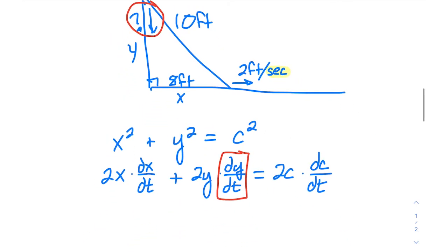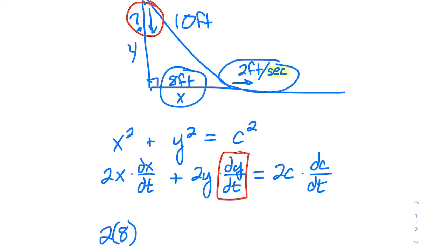So here, our x value at the point in question is going to be 8. Our dx/dt, that's our change in x, that's the rate of change of the base of the ladder that's sliding away from the house. So that's going to be times 2, plus 2.